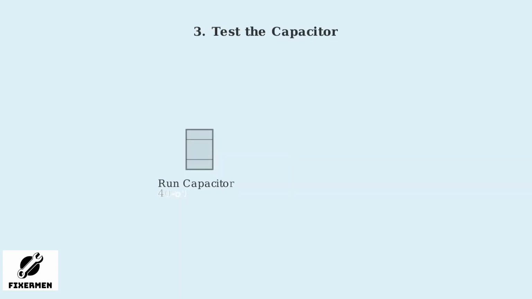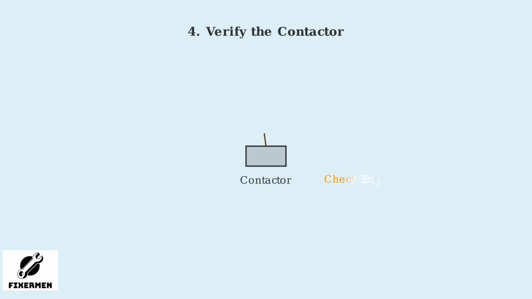Test the run capacitor for proper capacitance using a capacitance meter. It should match your unit's specifications, such as 40 to 60 microfarads for a 3-ton unit. Capacitor degradation is a common cause, accounting for 40% of E3 errors. Verify that the contactor is engaging properly. A faulty contactor can cause electrical issues leading to overcurrent.